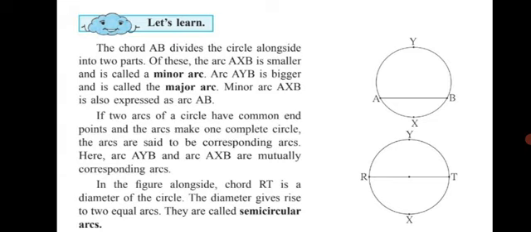Look at the second figure. In this figure, chord RT is a diameter of the circle. You can see this chord RT, which is diameter of the circle. Now the diameter also gives rise to two equal arcs, arc RYT and arc RXT. So the diameter gives rise to two equal arcs and they are called as semicircular arcs.